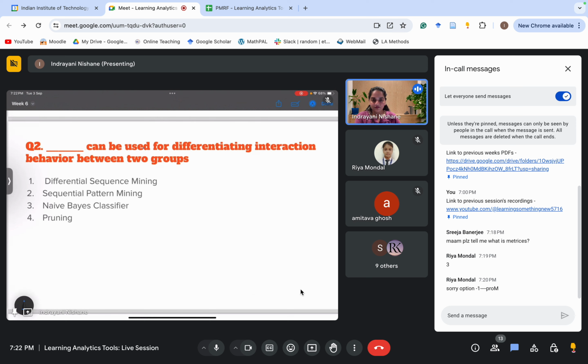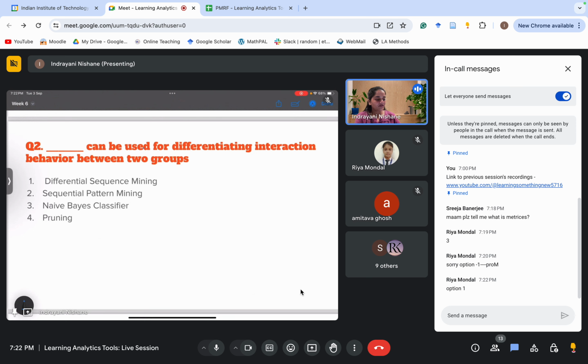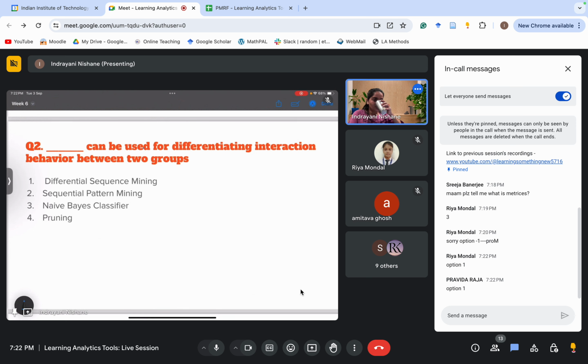what can be used for differentiating interaction behavior between two groups? We have discussed this in detail. I'll give you some time. I'll wait for the options in the chat, and I'll have some water meanwhile. Even if you have missed the first part of today's interaction, by reading out names you can make out what could be the missing or fill in the blanks answer.